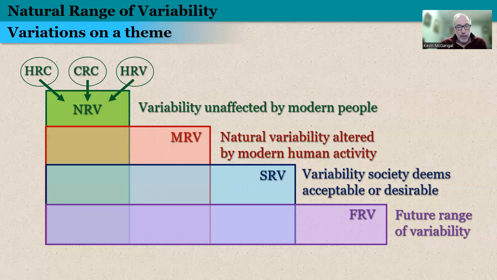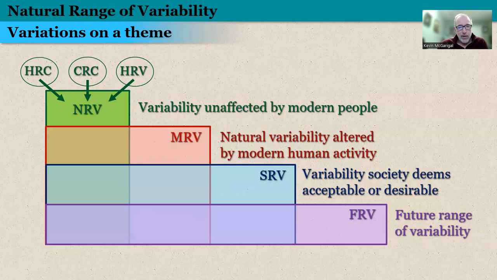We also would expect in the future that some of that modified range of variability from contemporary land use activities would also persist into the future. And then we would also find that some of that future range of variability would be consistent with what society deems acceptable or desirable. But there would probably be some portion of that variability that is outside the range of natural variability, outside the range of what modern human activities do to the system, and outside of what society deems as acceptable or desirable. And that would be the portion of the FRV box that essentially does not overlay any of the other boxes.